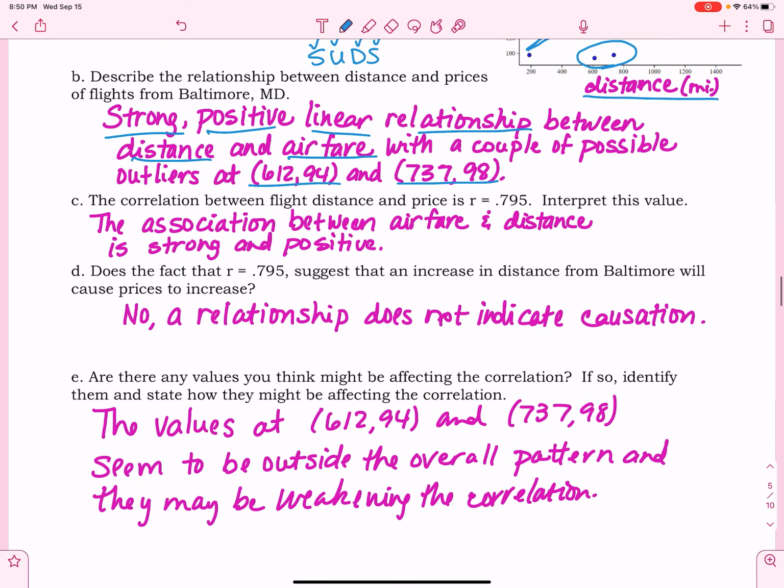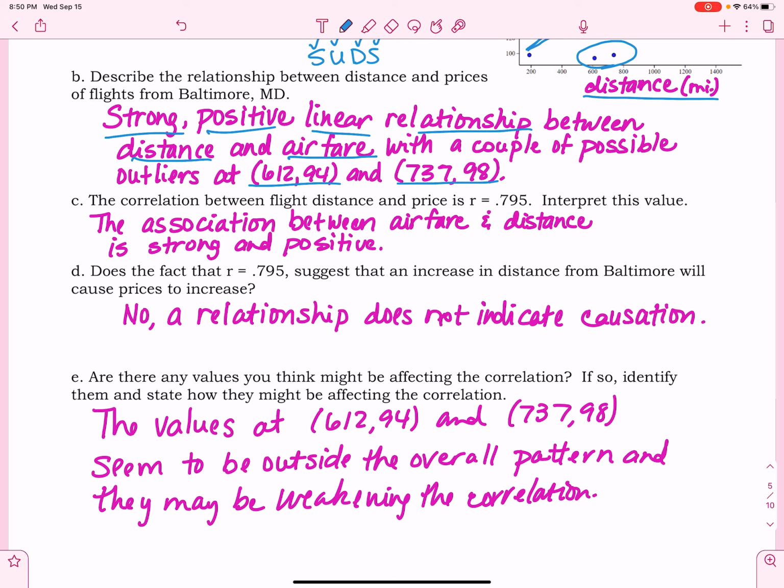All right, so in part C, the correlation. So as you can see, the correlation here is 0.795. That's pretty strong. So when I interpret this, I need to address that. And all I have to do is say the association between airfare and distance is strong and positive. That's all that it's going to tell me, strength and direction.